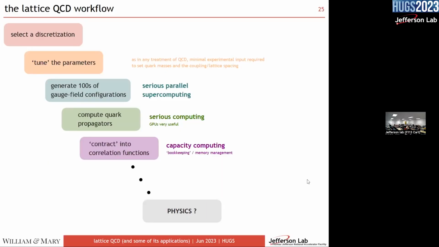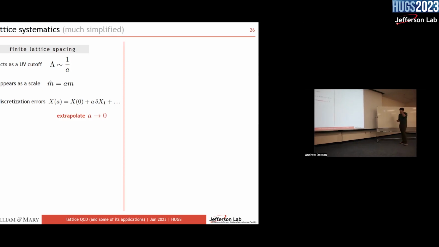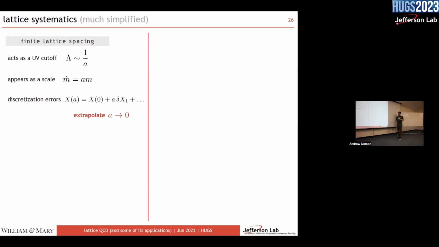So here's the workflow again. Before I go into what kinds of things we can compute, I'd like to at least fess up to the bits that I was hiding. This is what I'll call systematics. I claimed that Lattice QCD was a systematically improvable approximation to QCD.